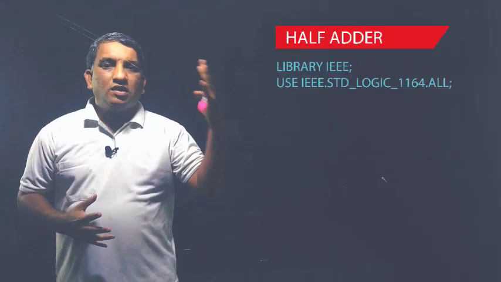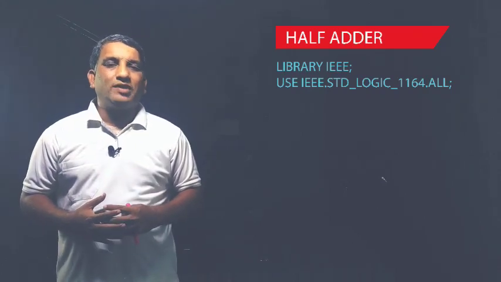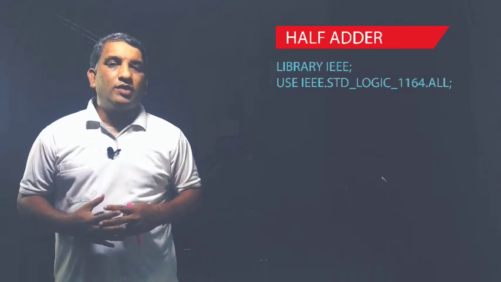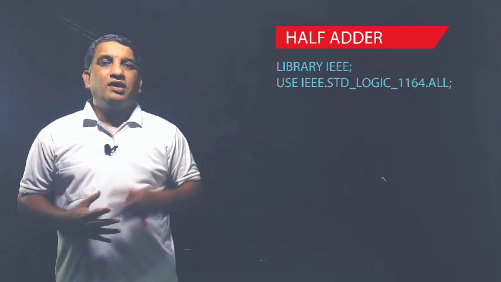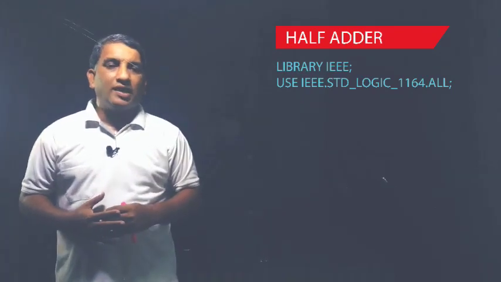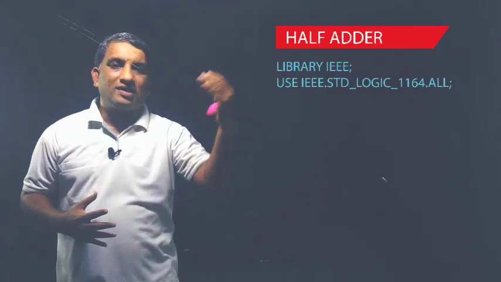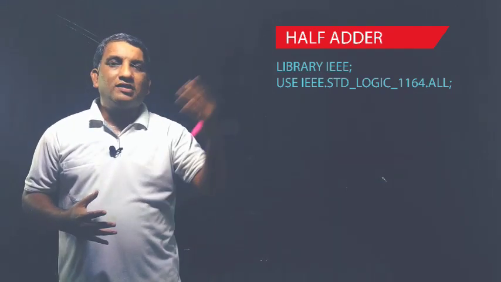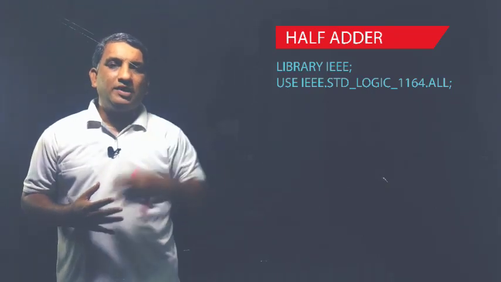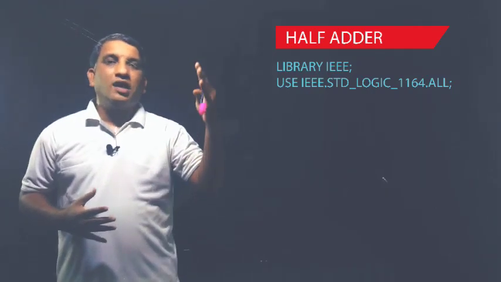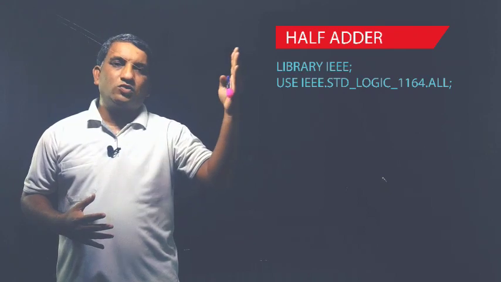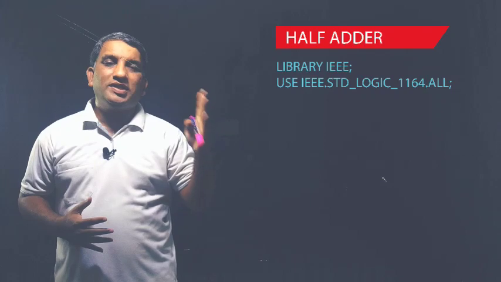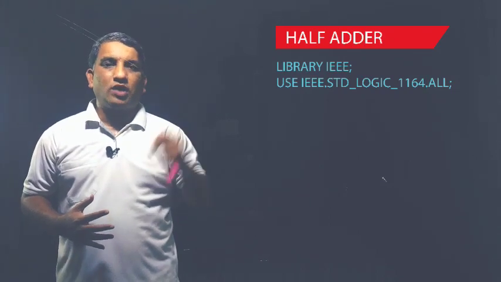So firstly we have to write down two statements. Which two statements? These two statements will be there for every program. The statements are library IEEE and the other statement. They are nothing but the header files, or we have to include the packages. So the header lines are library IEEE and the second one is use IEEE.std_logic_1164.all. So these two lines will be there for every VHDL program, right?